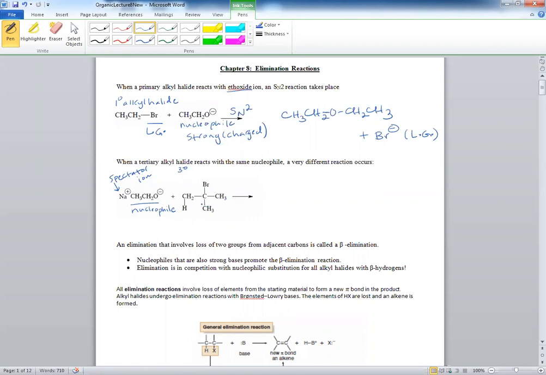You have your carbon right here where the leaving group is attached. So that's your leaving group. That carbon is called an alpha carbon. The adjacent carbon, or carbons, since we have 3 of them here, are called beta carbons. So alpha, beta, as in the Greek language. This hydrogen right here is called an alpha hydrogen.